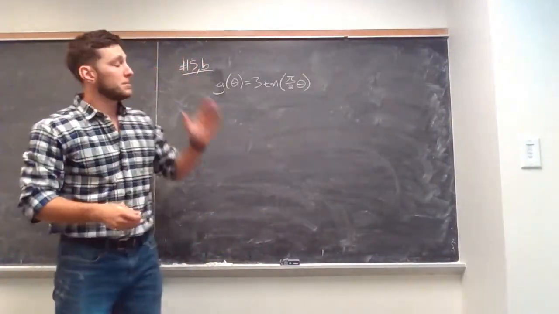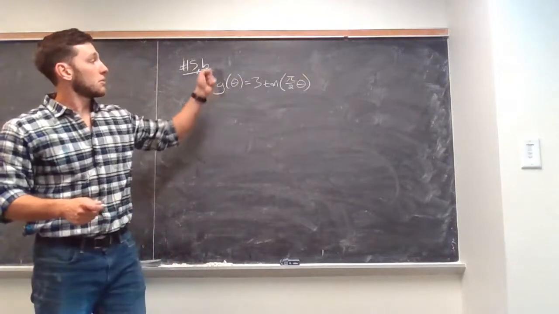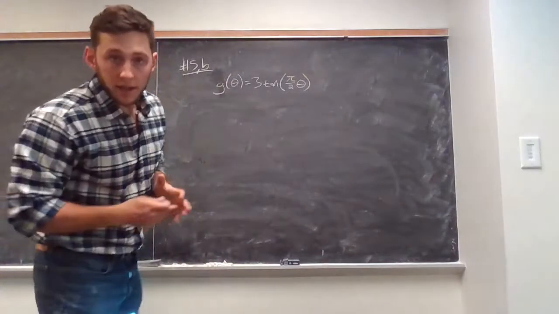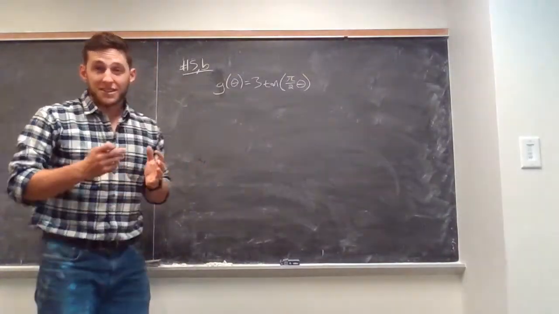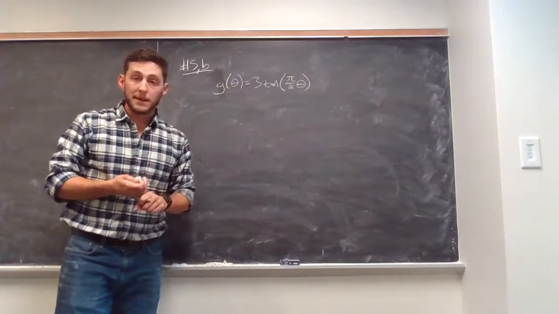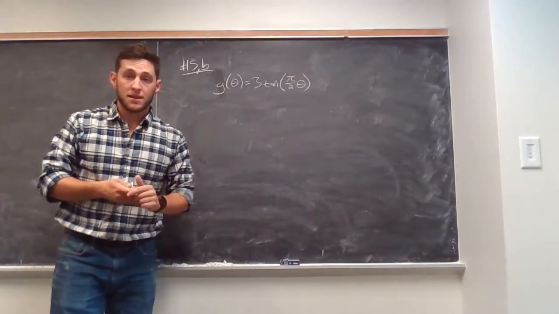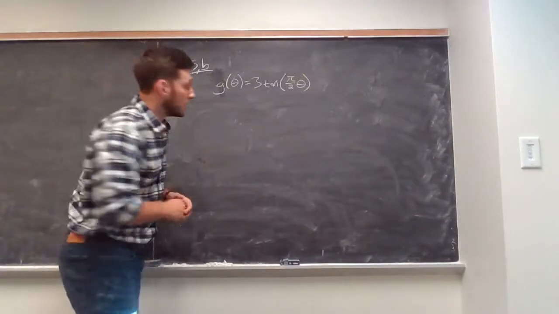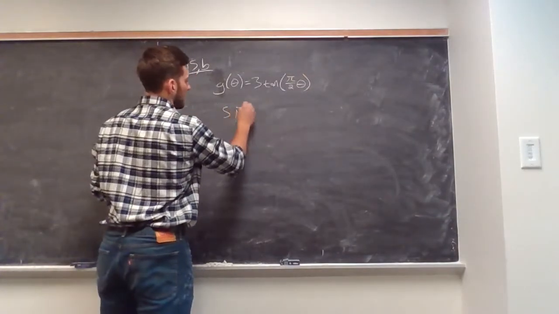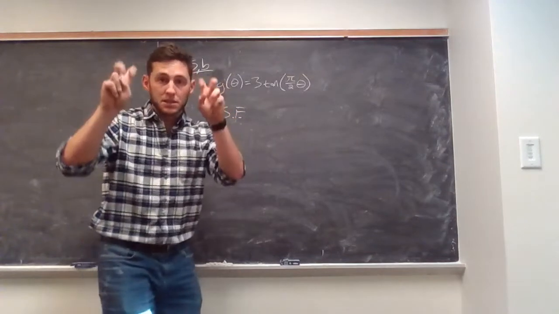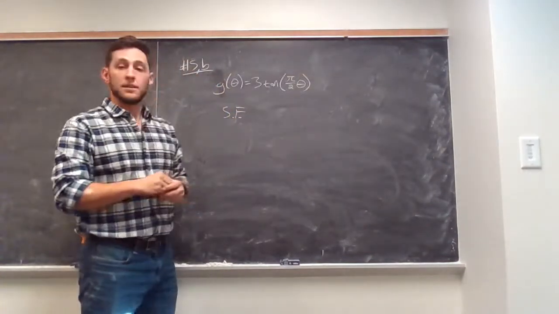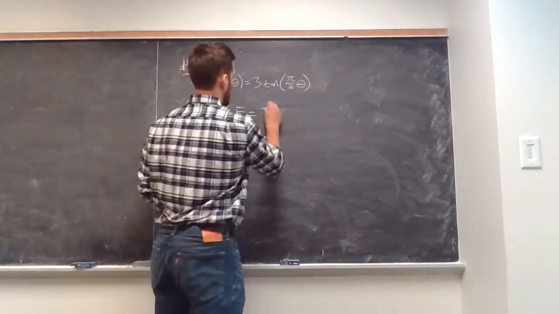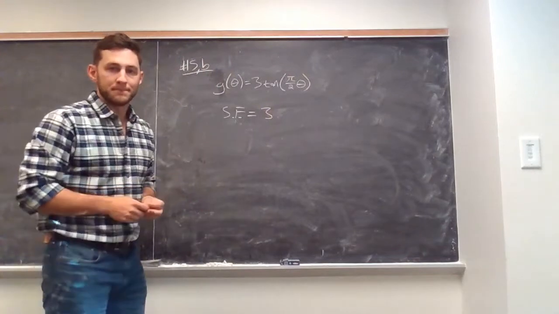All right, for 5 part B, they're given a function g of theta equals 3 times tangent of pi over 2 theta. With this, what we're going to want to do is first off find the stretching factor, period, and equation of the vertical asymptotes. This one just takes the memorization for the last one, and really for all of them. So first off, stretching factor. That is the amplitude of your tangent function, which is just the absolute value of a, the number out front. Your stretching factor is just 3.